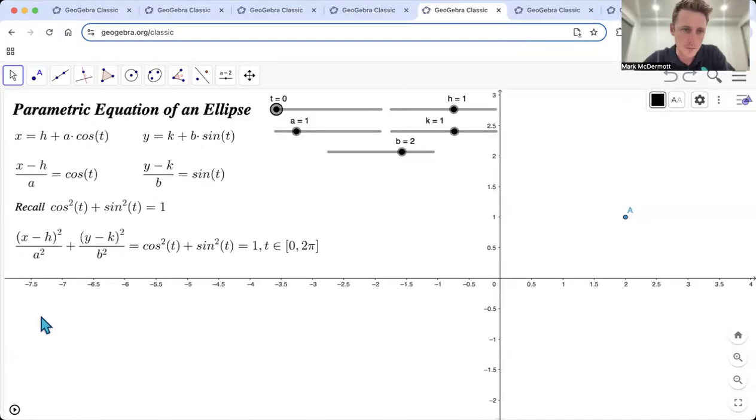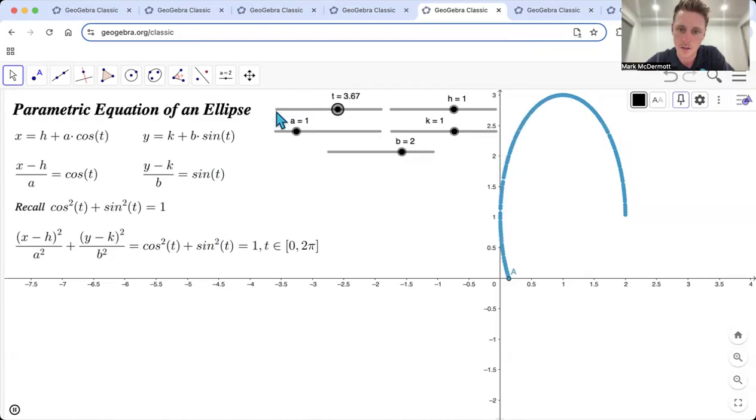All right, all fixed up. I just had my working confused. So this point A is now defined properly as x equals h plus a cos t and y equals k plus b sine t. And you'll see now when we play t, as that parameter t changes between 0 and 2 pi, we actually get an ellipse traced out.